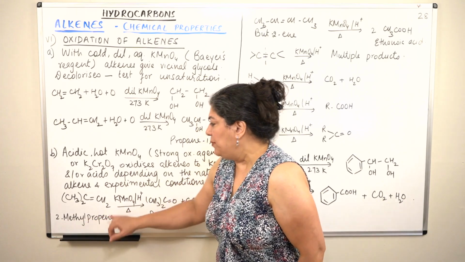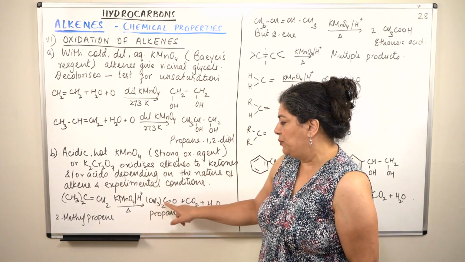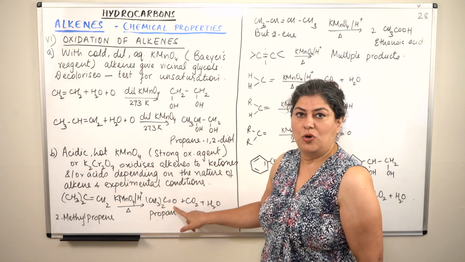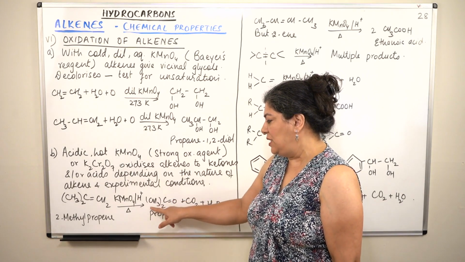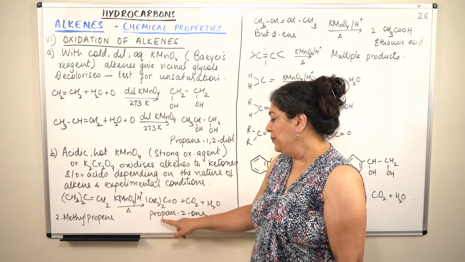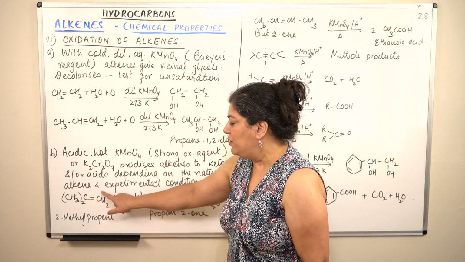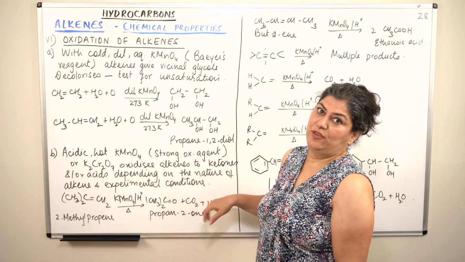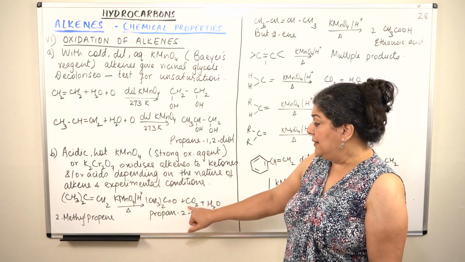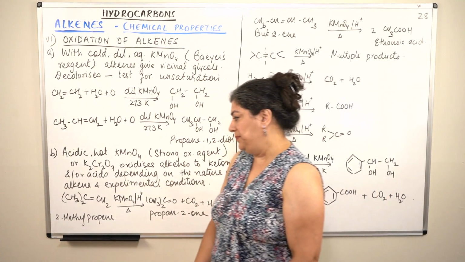So when you have 2-methylpropene, this carbon with 2 methyl groups attaches to oxygen and results in the formation of a ketone. So what ketone is this? CH3COCH3, which is propan-2-one. And this carbon, which is attached to 2 hydrogens, will result in the formation of carbon dioxide and water. The second carbon results in the formation of carbon dioxide and water.